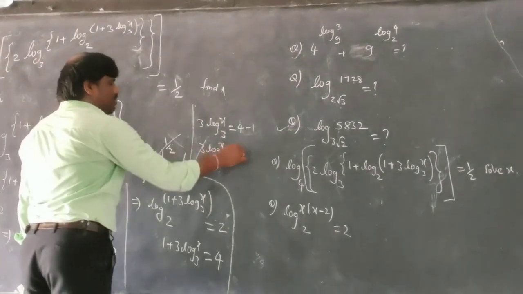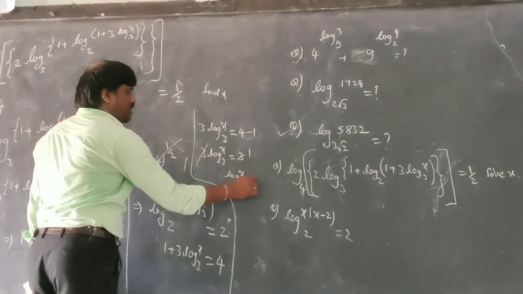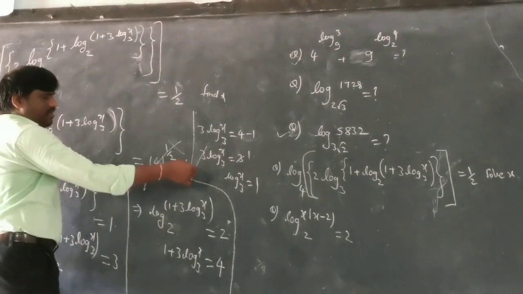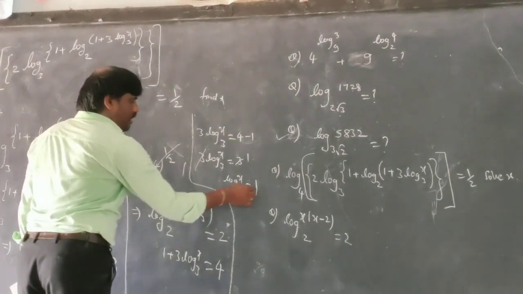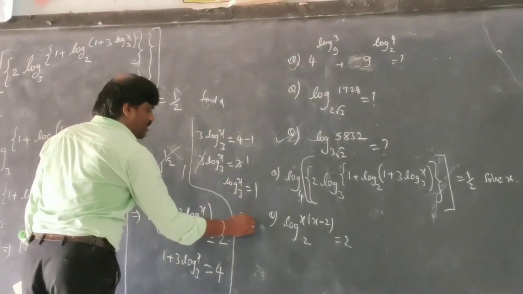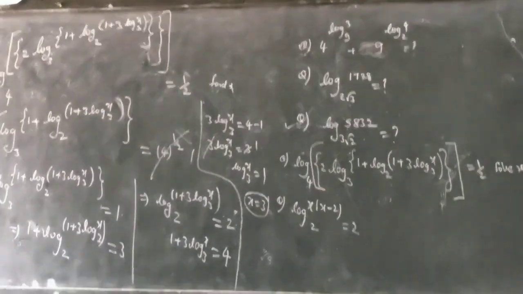I can cancel this one time. So log x with base 3 is equal to 1. Convert into exponential form. So what is x here? 3 power 1 is equal to x. Therefore x is equal to 3. This is your answer. Hope you understand.